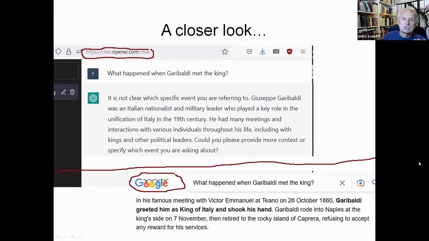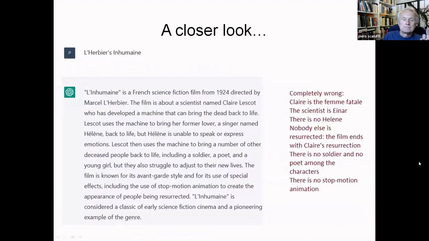When I ask ChatGPT what happened when Garibaldi met the king, it doesn't know. But if you Google it, it comes out right away: in his famous meeting with Vittorio Emanuele at Teano, Garibaldi. Now, these are the hallucinations. So if you want hallucinations, you have to ask ChatGPT obscure facts.